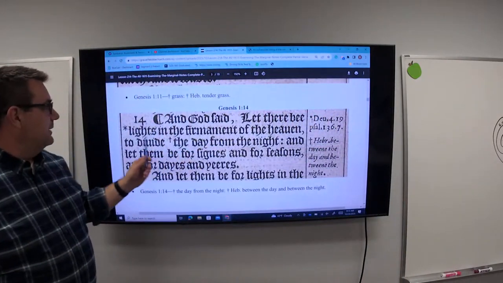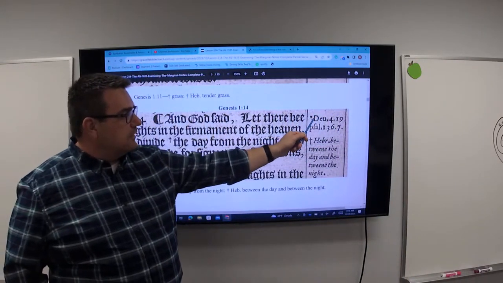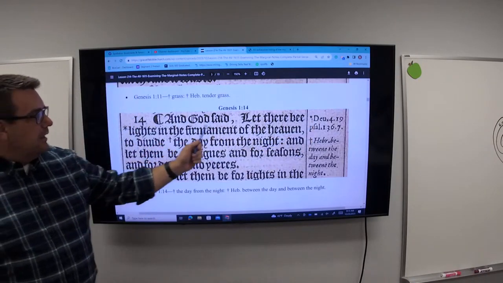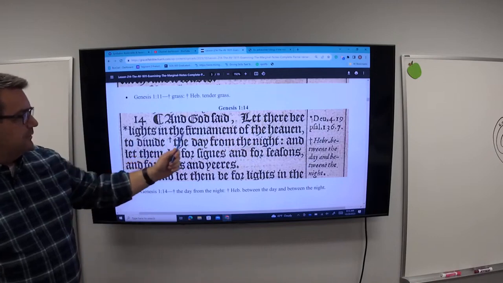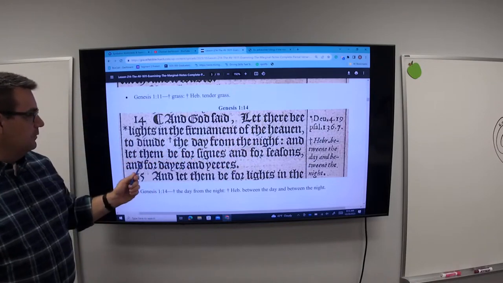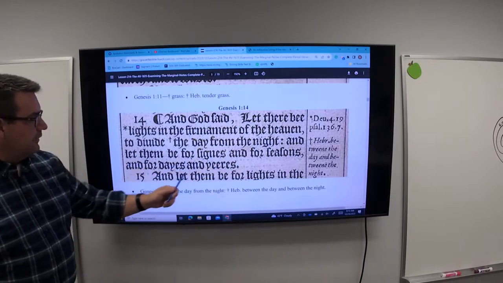And God said, let there be lights. So notice the asterisk. You come over here, here's the cross references that they're saying are related to this verse. And God said, let there be lights in the firmament of the heaven to divide the day from the night, and let them be for signs and for seasons and for days and for years.